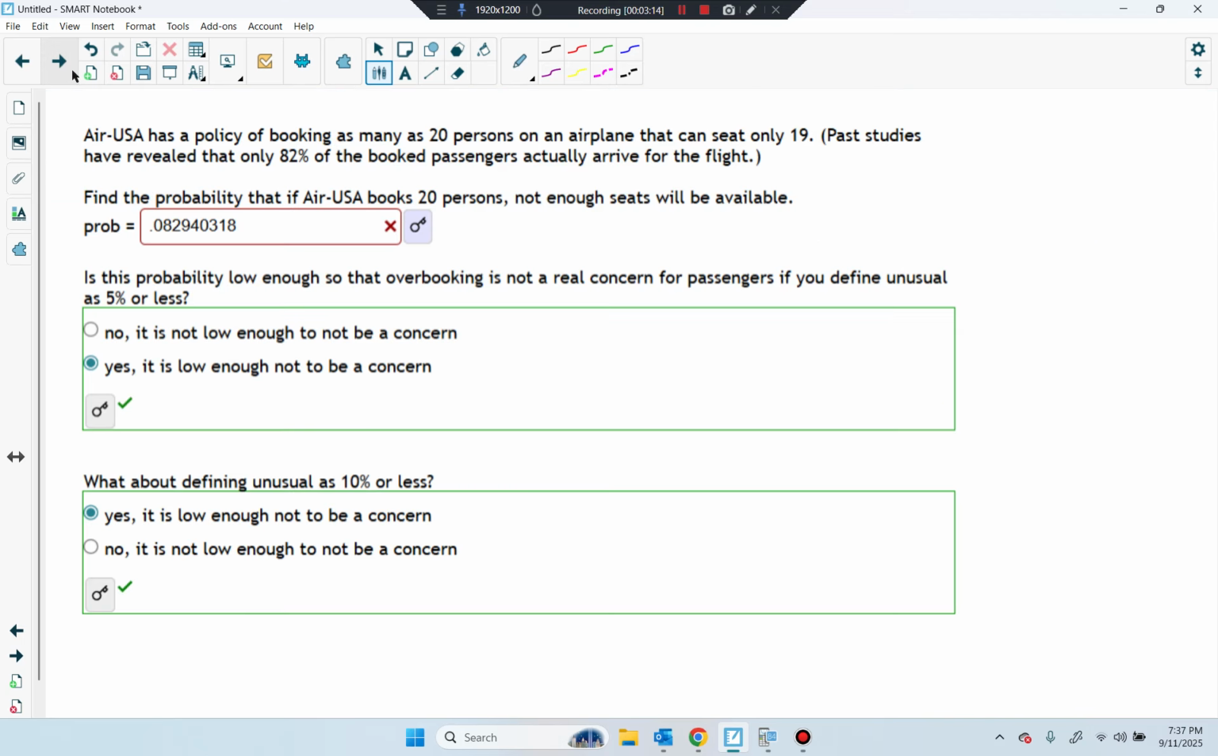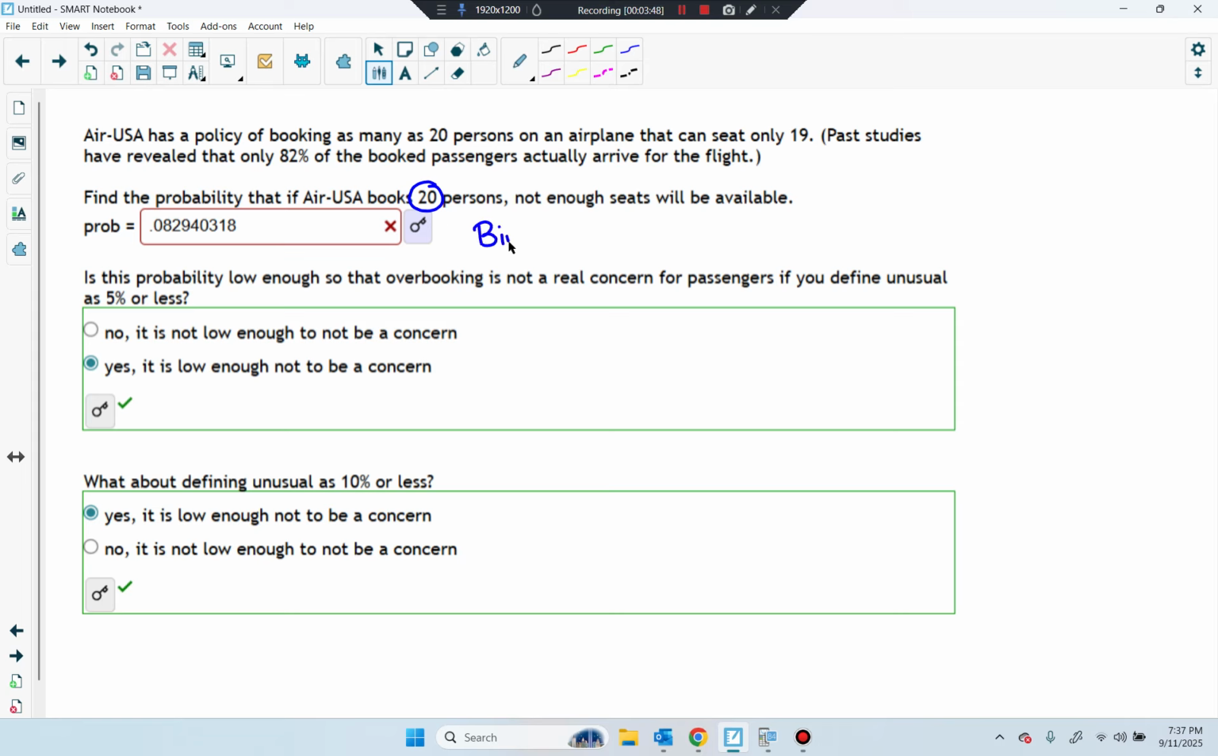And now this is Air USA has a policy of booking as many as 20 persons on an airplane that can only seat 19. Why do they keep doing this? Past studies have revealed that only 82% of the booked passengers actually arrive for the flight. So the success rate of any person showing up is 82%. Find the probability that if Air USA books 20 persons, not enough seats will be available. So we're looking for the case where all 20 people show up. There's only 19 seats available. The only way that there's not enough seats is if all 20 people show up.